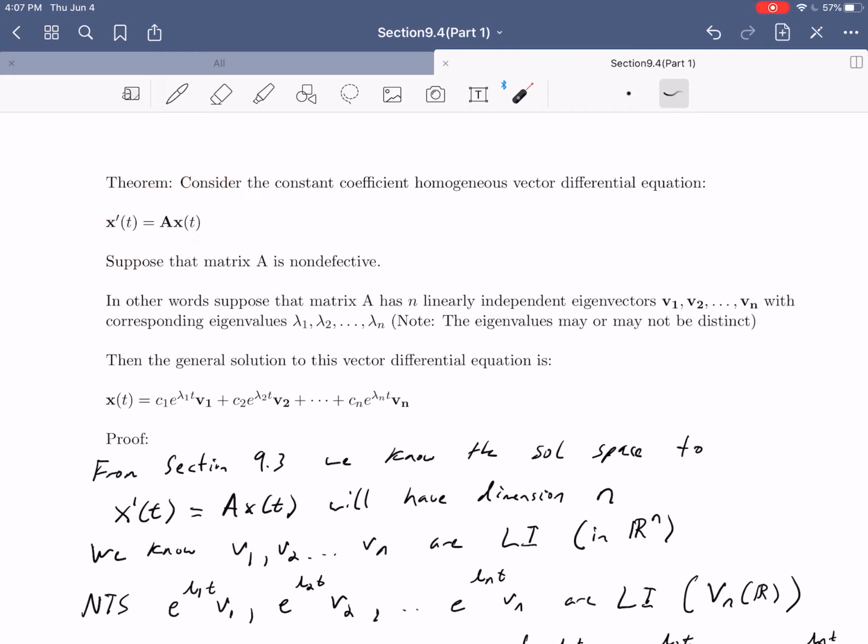All right, so just to recap here, what this theorem basically tells us is if we can figure out n linearly independent eigenvectors, which is not always possible, right? There are defective matrices out there, but for a non-defective matrix, you can figure out n linearly independent eigenvectors, then take each of their corresponding eigenvalues, construct these vector functions that are of the form e to the eigenvalue times t times the eigenvector, and then a linear combination of those vector functions will give us the general solution. Let's go ahead then and jump into some examples of doing this.